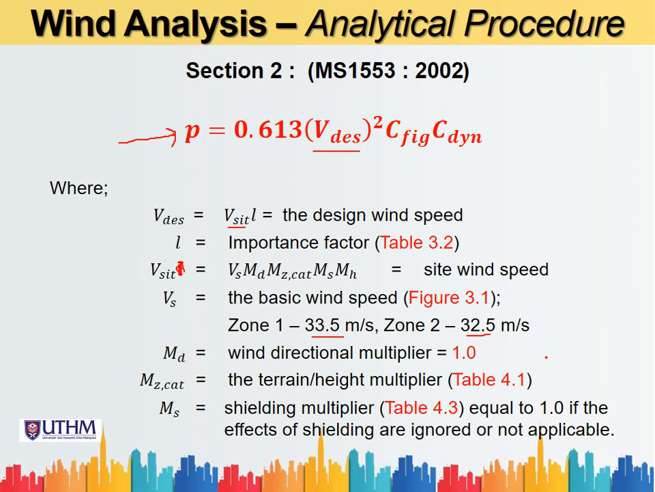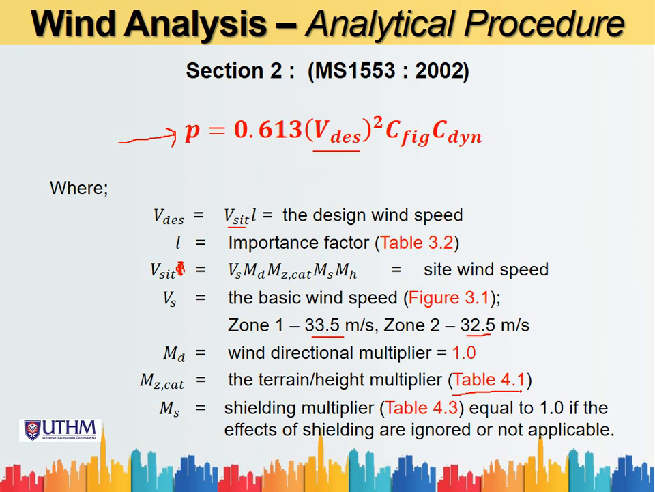Okay, alright. So meanwhile the wind directional multiplier is equal to 1. The MZ cat, this is table 4.1. Compared to the simplified method, which uses a table, I forgot just now, the MZ is in table A1, if I'm not mistaken. So this is table 4.1.